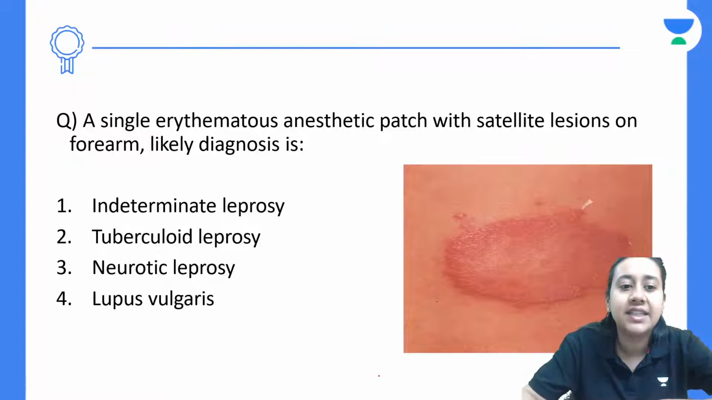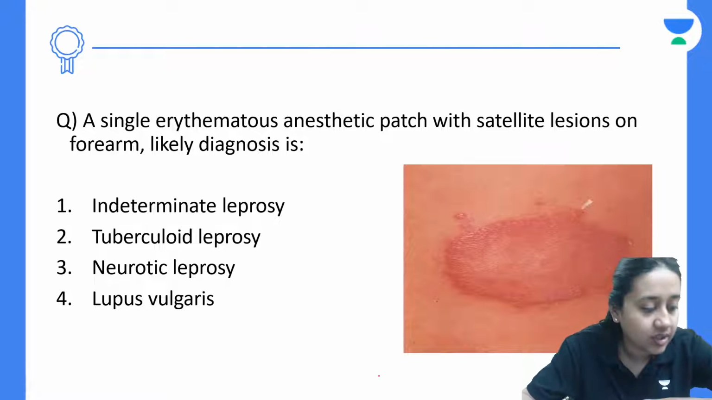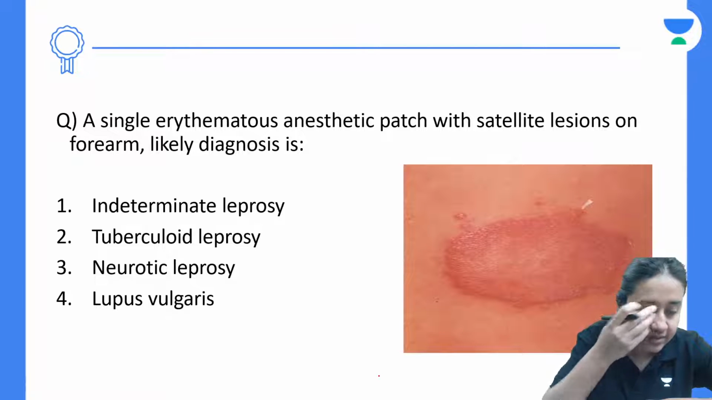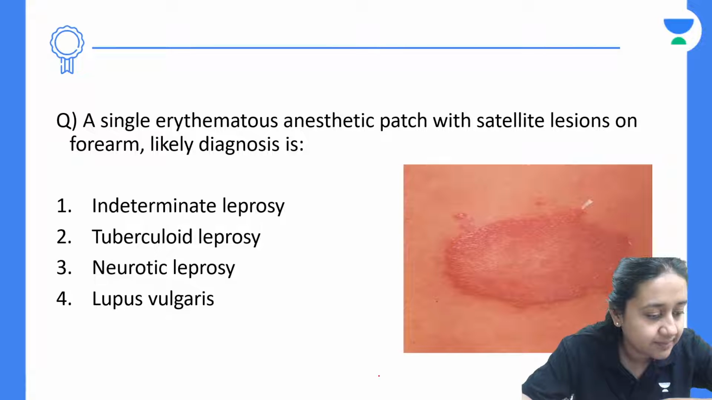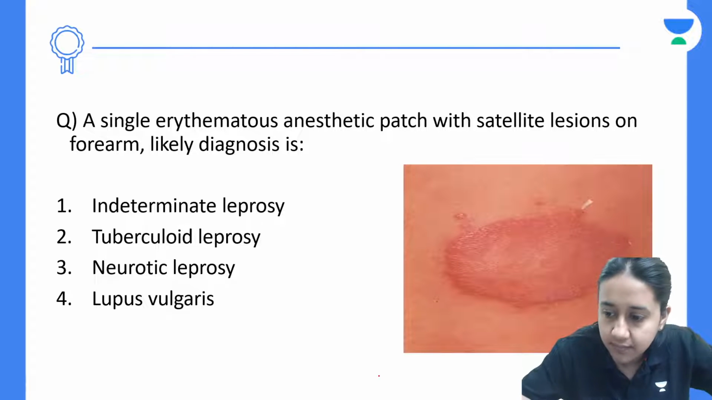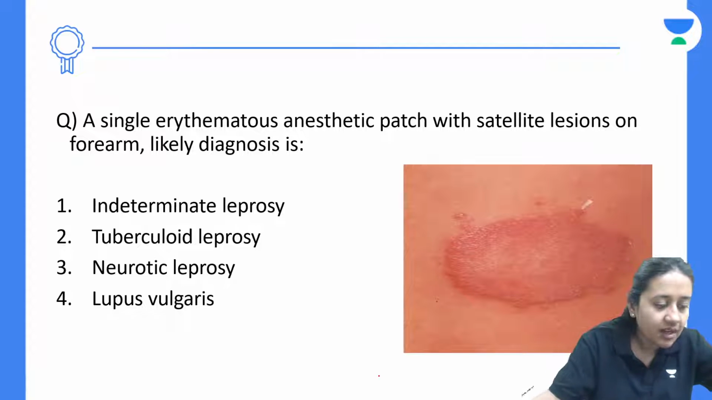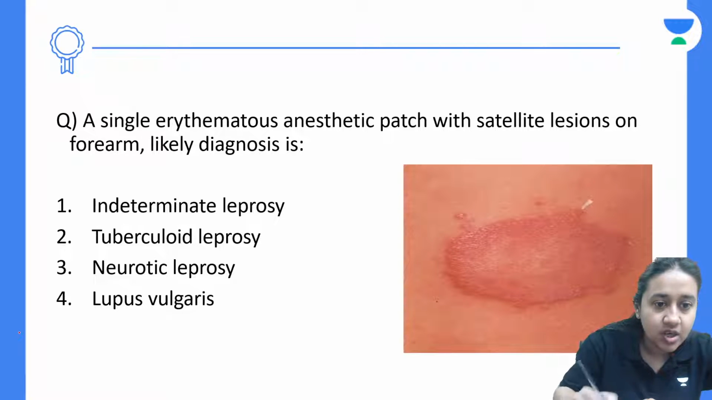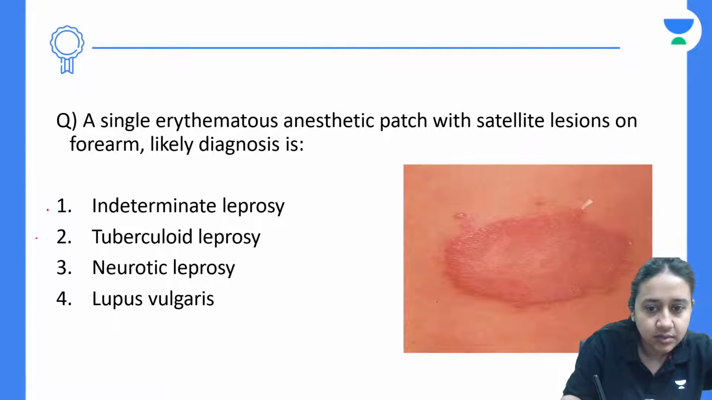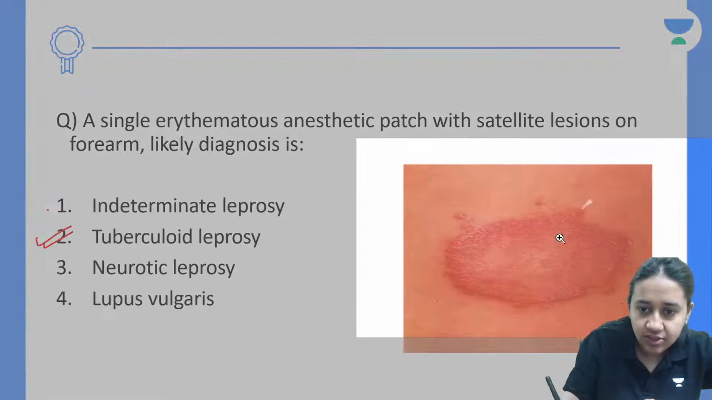So where do you see these satellite lesions? Erythematous anesthetic patches with satellite lesions on the forearm. What will be the likely diagnosis? Can anybody give me the answer to this question? Anyone? Correct. The answer to this question is option number 2. If you concentrate on the image, look at the image.